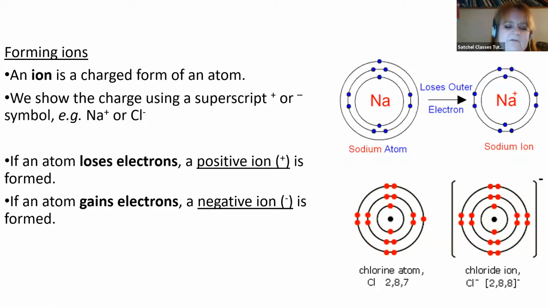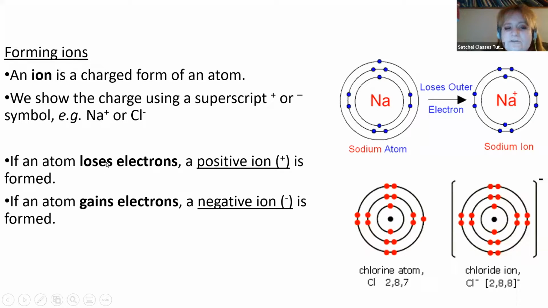So you may recall that an ion is a charged form of an atom. An atom by itself is neutral, and an ion is the charged form of it. There's lots of notation involved here. We show the charge using a superscript, plus or minus, written at the top. It has to be a superscript. For example, Na+, that's a sodium ion, or Cl-, and they're both at the top, you'll notice.